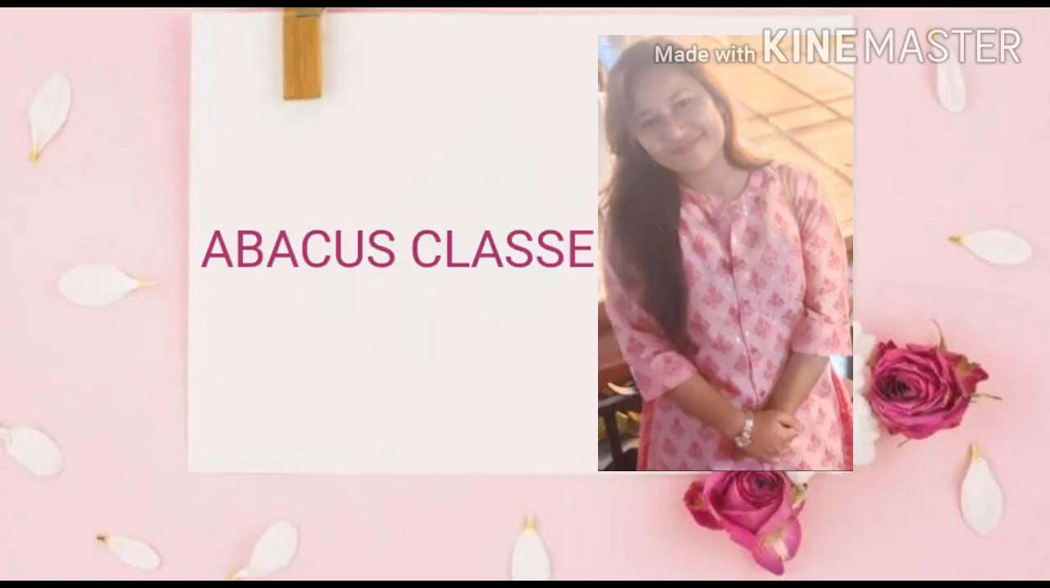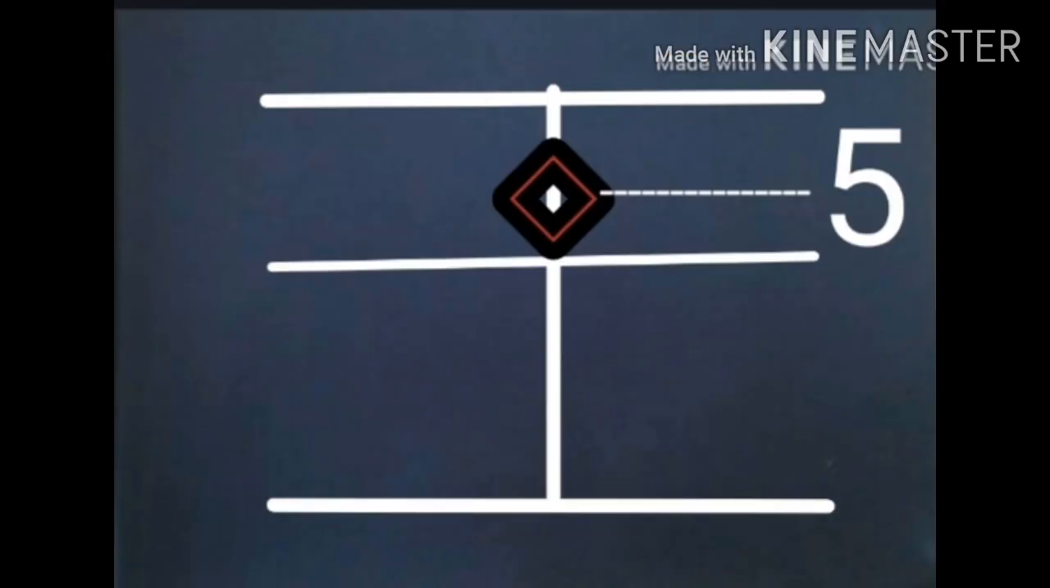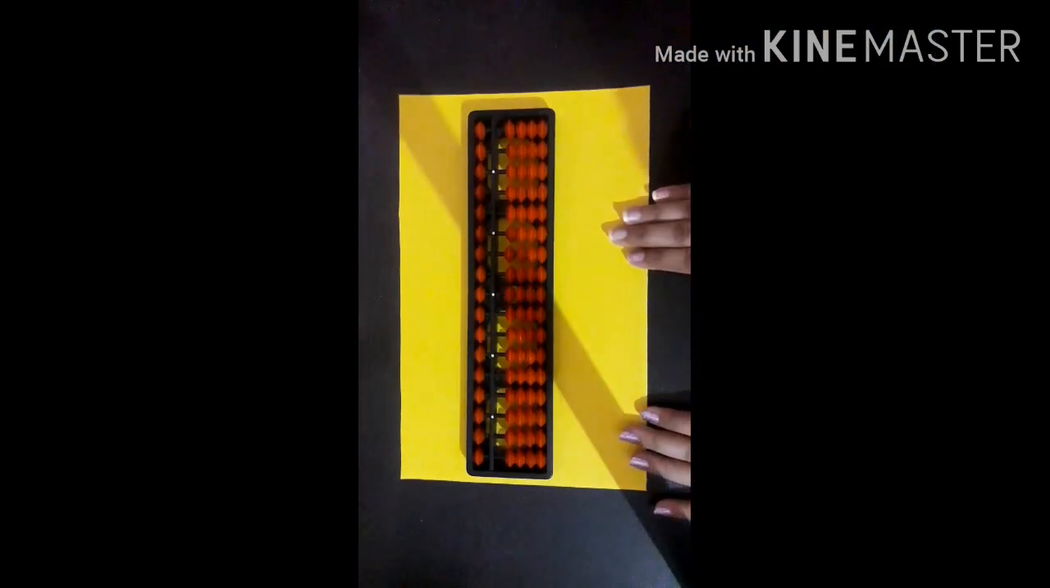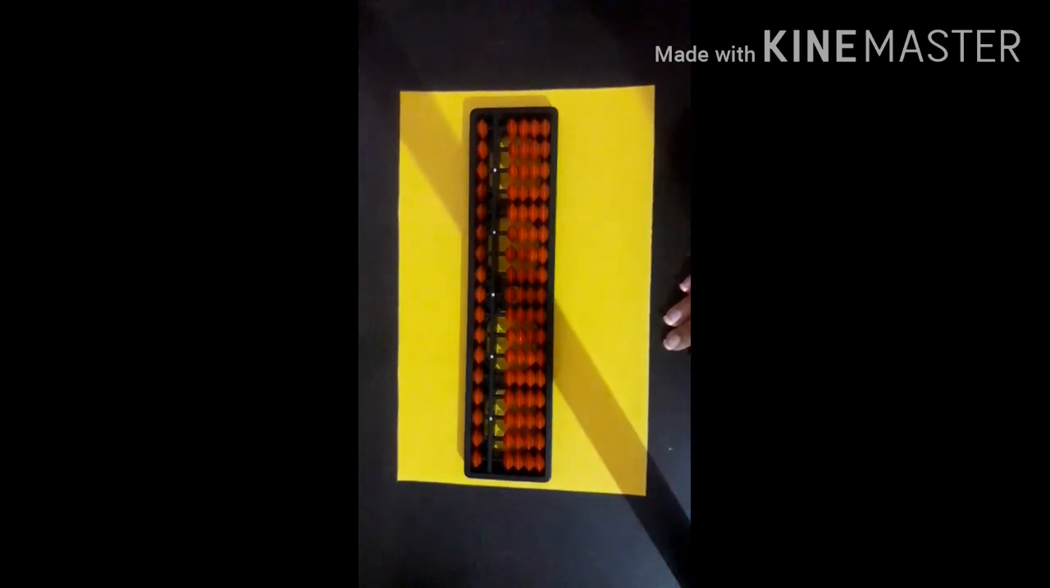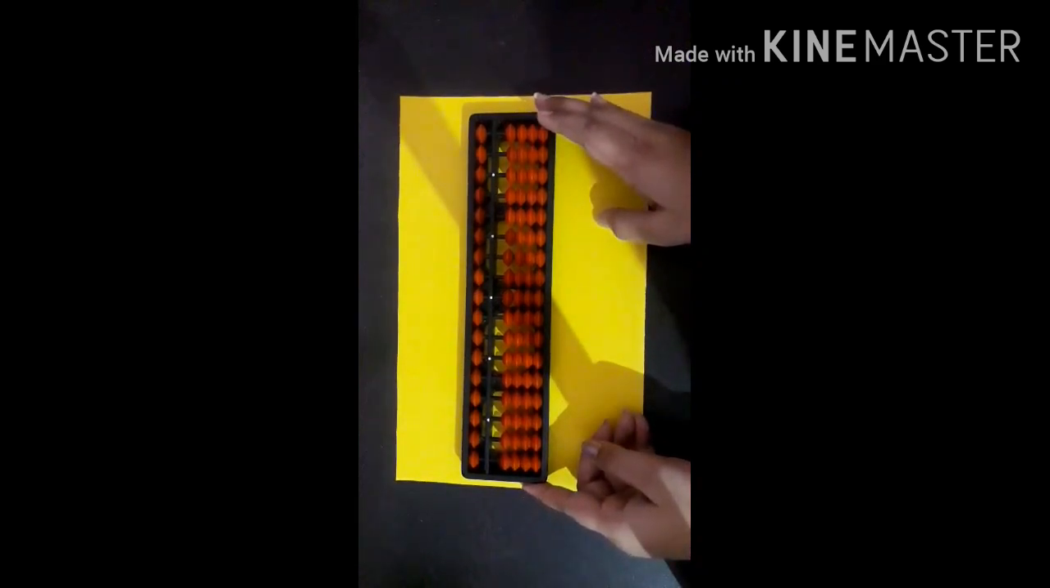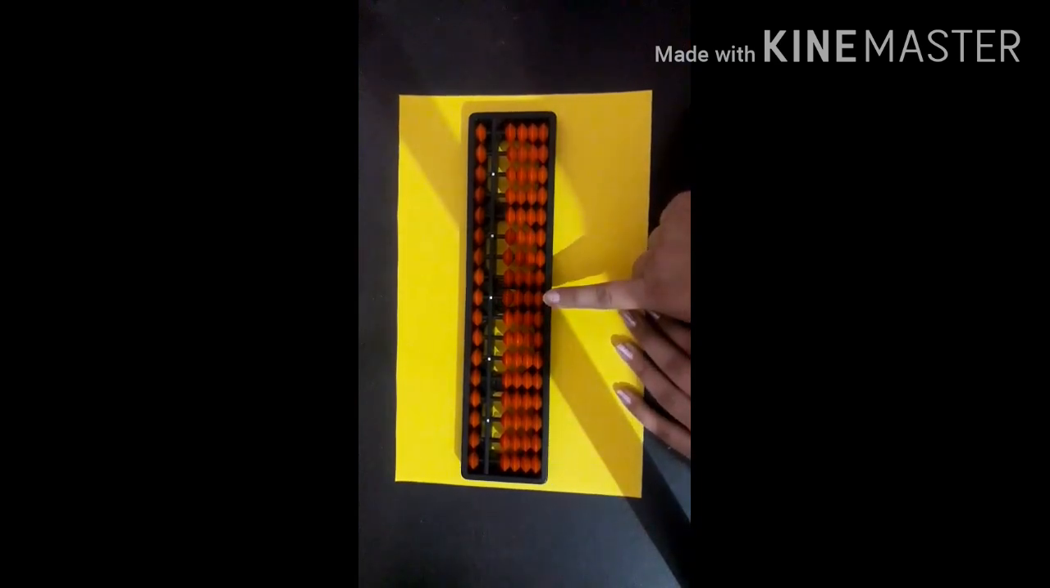Now, welcome to the Abacus classes. Our today's topic is special number 5. As you all know, this is your 5 bead. Students, as you can see in front of you, one abacus tool is there. So, we are talking about today special number 5. Can you clearly see this abacus tool? Very good. Now, as I have told you, this is your units rod.